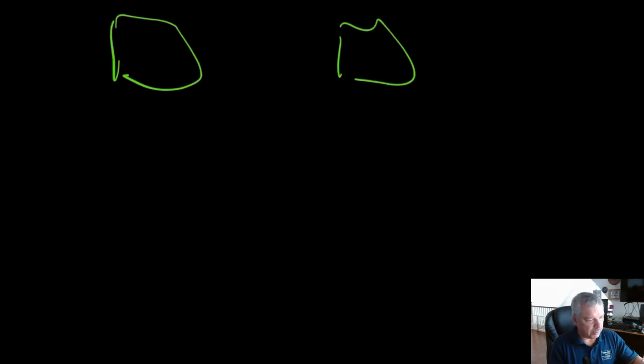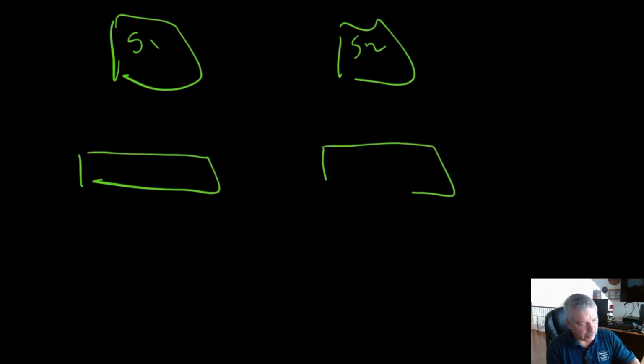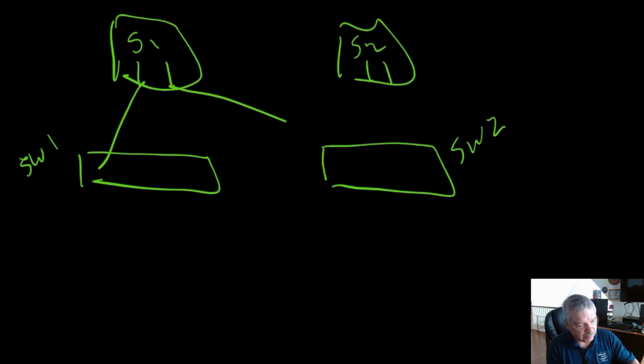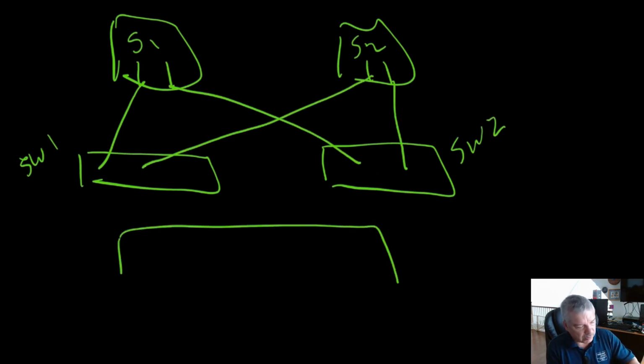Let's just quickly draw a couple of servers here. Server 1, server 2. Let's say I got some switches here. Switch 1, switch 2. This could be iSCSI, fiber channel, I don't care. Here's my host bus adapters inside the servers. First card, first switch, second card, second switch. And then here's my storage subsystem.